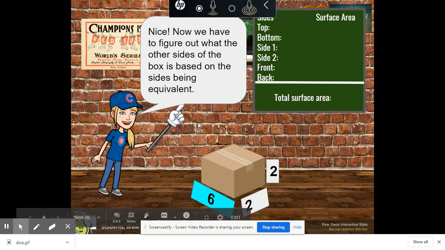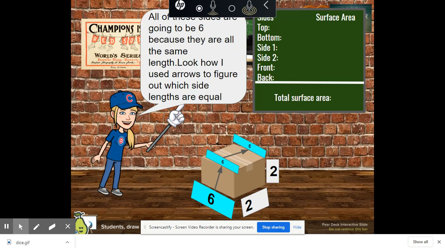The first side is 6, then 2, and 2. We also have to find out what the other sides of the box are, based on the sides being equivalent. What I mean is all of these sides that I have labeled blue with 6s are the same because they are the same length. Look how I use these little gray arrows to follow the line to figure out that all of those sides are going to be the same length. They are all equal.